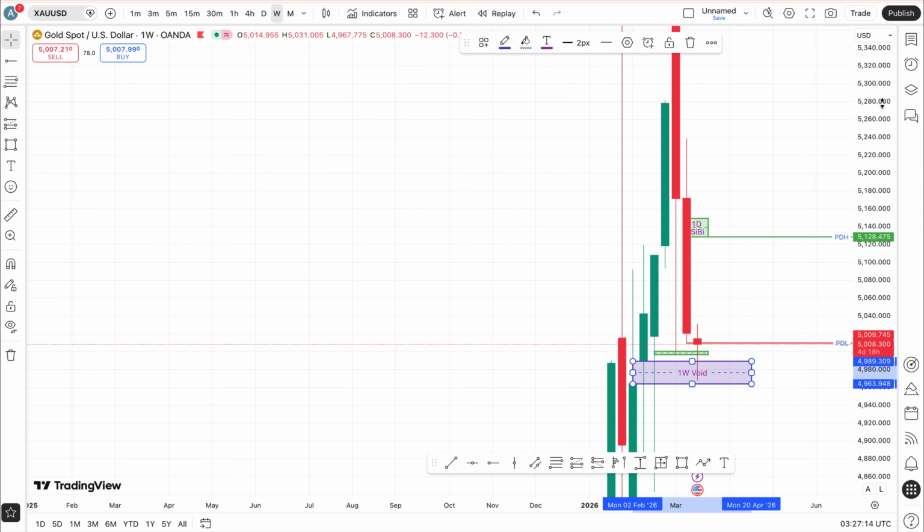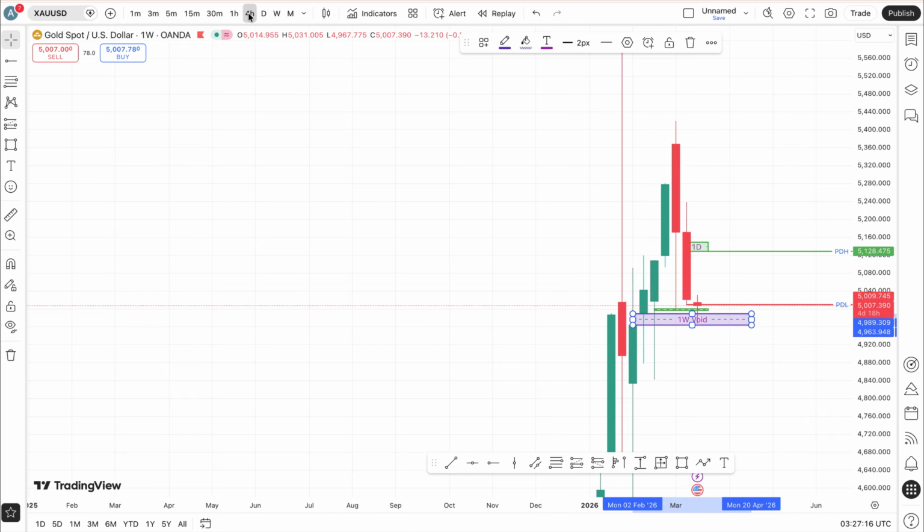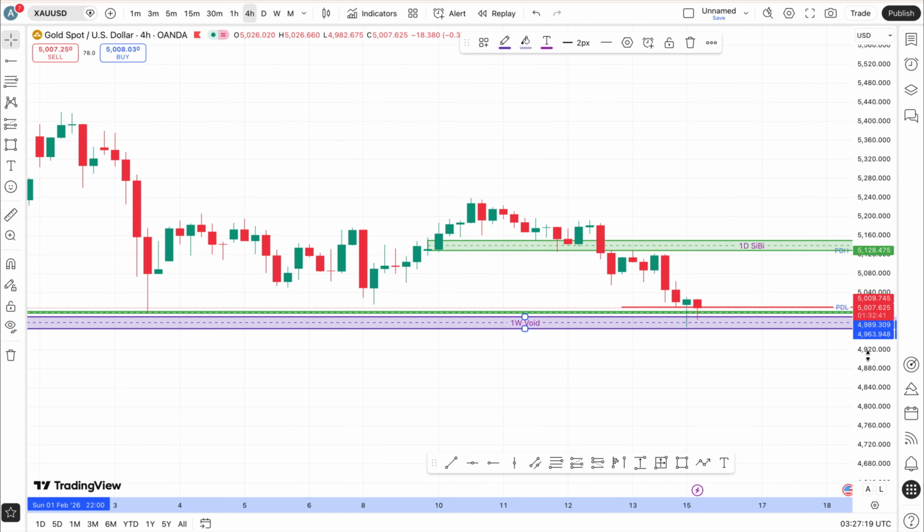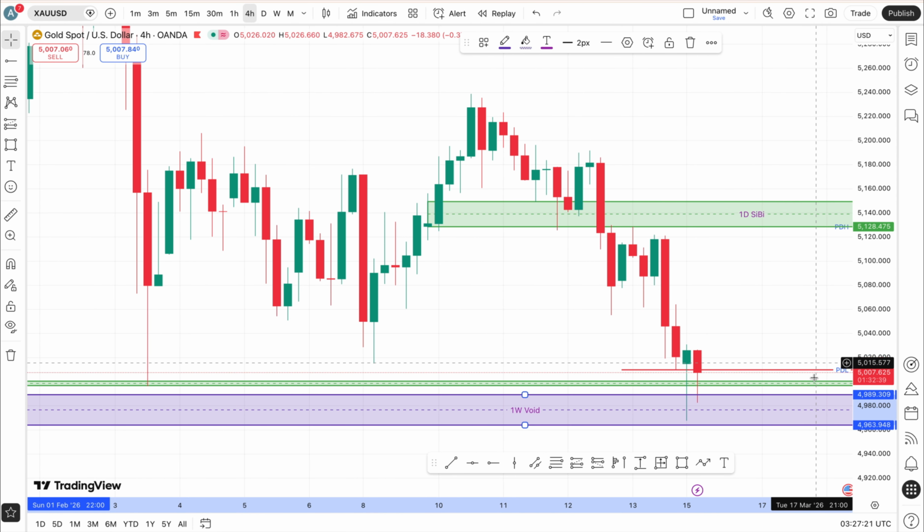We now move on to the 4-hour time frame. You can see between our daily trading range, we can see one 4-hour CB which was formed on Friday, which we will mark as the 4-hour CB, right? We can see that the market on Friday tapped into a 4-hour CB as well here.